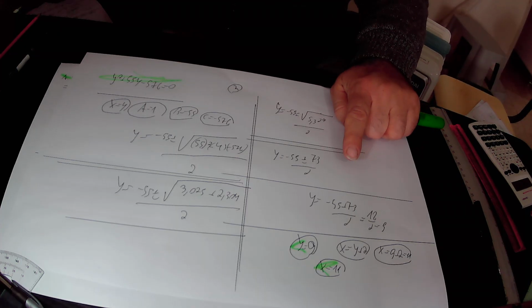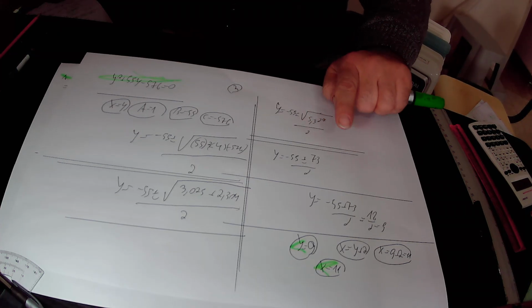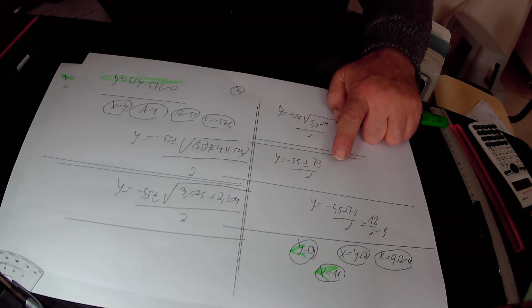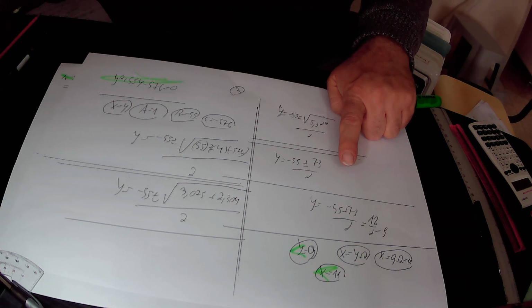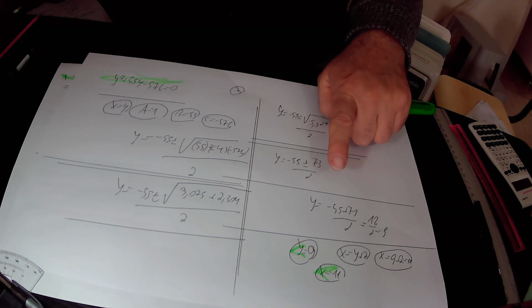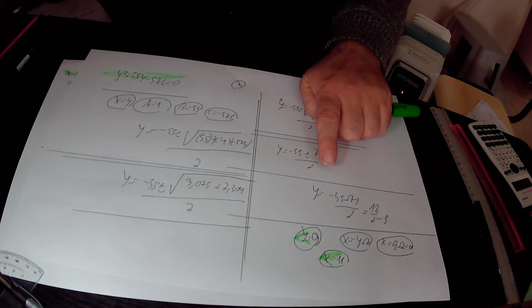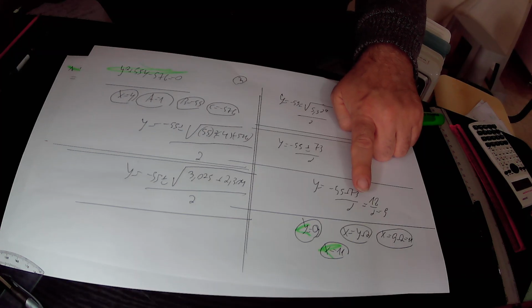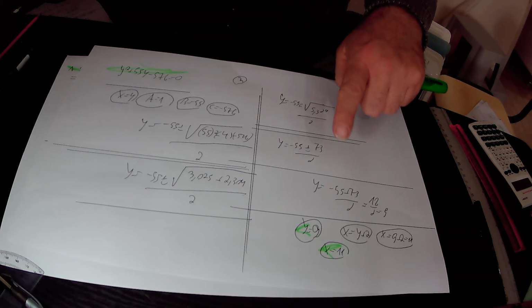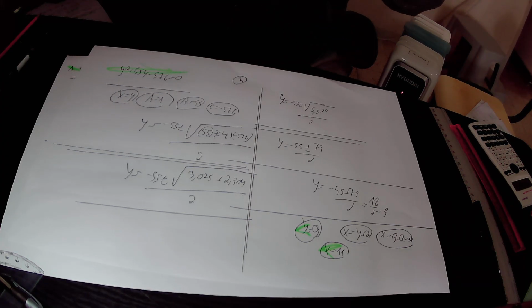The first solution is minus 55 plus 73 over 2. Minus 55 plus 73 is 18. 18 over 2 is 9. So in total we found out that y equals 9. And we also found that x equals y plus 2. That is to say x equals 9 plus 2, that is 11. So in total we found out that y equals 9 and x equals 11.